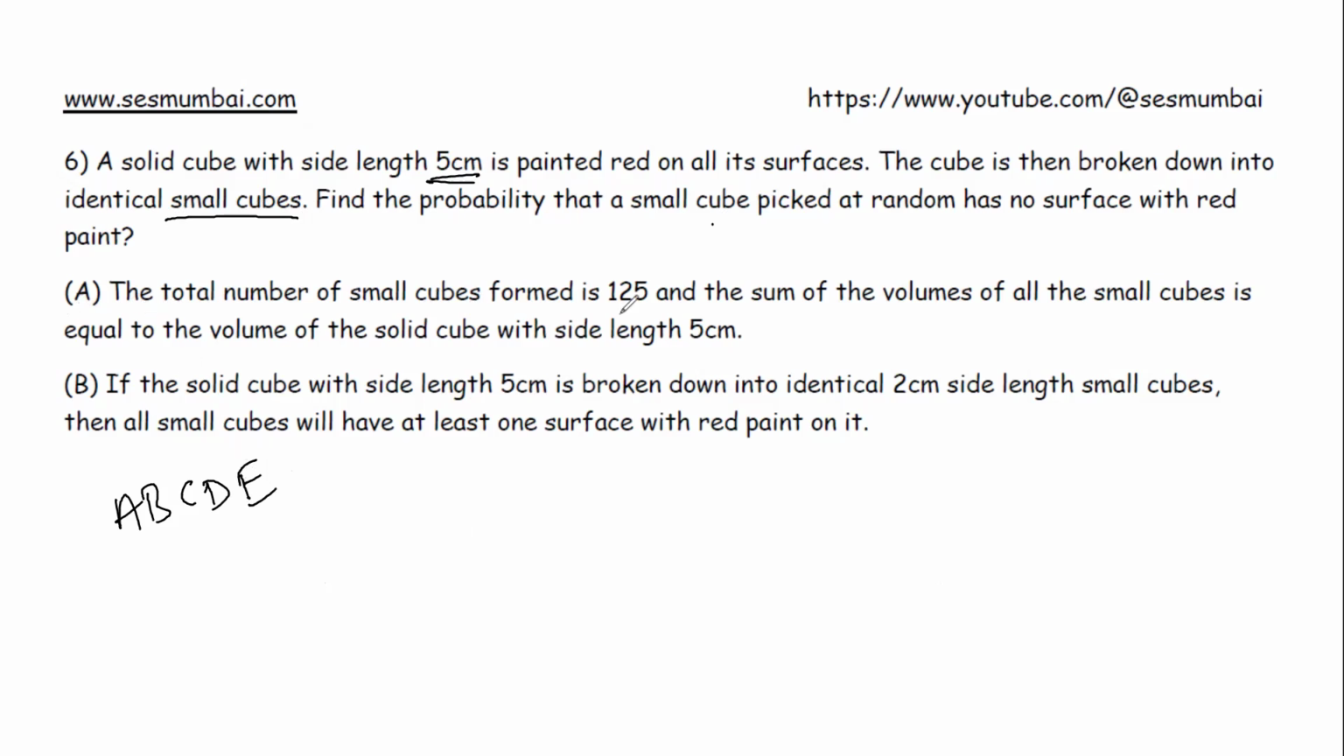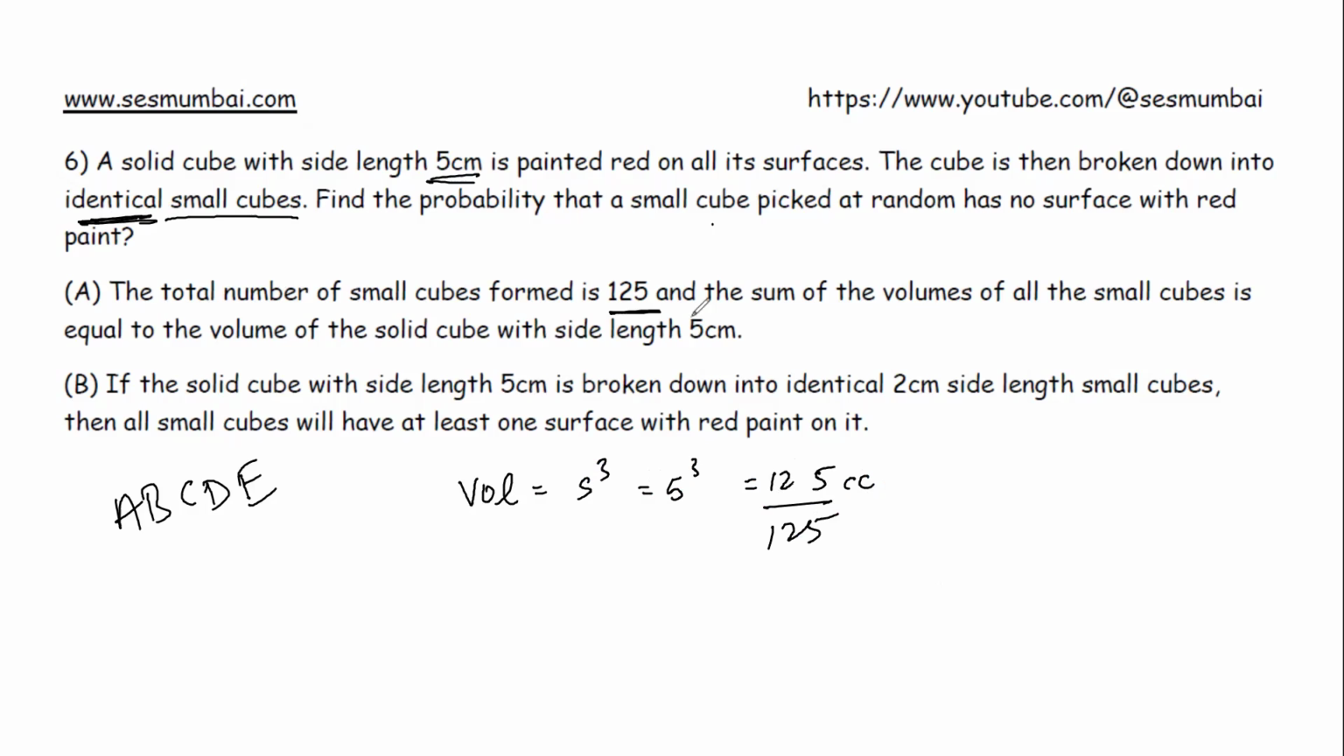The total number of small cubes formed is 125, and the sum of the volumes of all the small cubes is equal to the volume of the solid cube with side length 5 centimeters. So the big solid cube of side length 5 has a volume of 125 centimeter cube. And this, using the first statement, tells us that it is forming 125 identical smaller cubes, right? It uses the word identical, very important information. Without that, we couldn't have answered this question also using statement one.